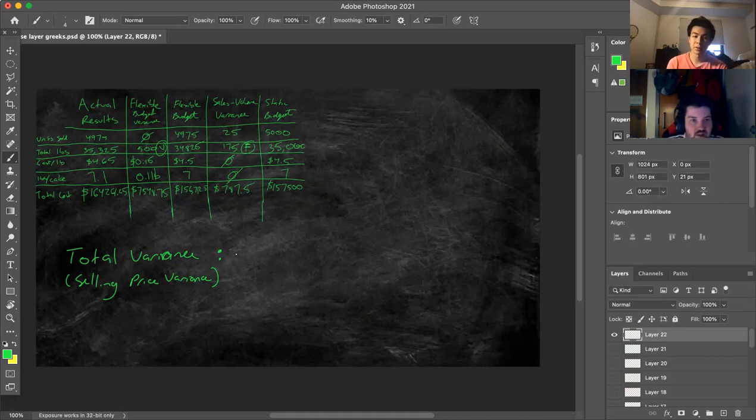Okay. So is this the one where you just subtract? Wait, what is the total variance formula again? Is it just subtracting the total costs? Yes. On which two total costs? The flexible budget variance and the sales volume variance? No. For total, think like opposite ends. Okay. So is it the actual results minus static budget? Exactly.